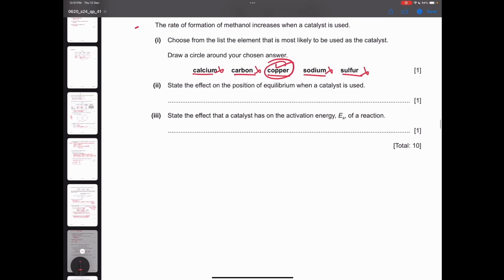State the effect on the position of equilibrium when a catalyst is added. Now, catalyst increases the rate of forward reaction as well as backward reaction, but it does not affect equilibrium. So, no effect. A catalyst does not affect equilibrium. Alright. State the effect that catalyst has on the activation energy. See, catalyst decreases the activation energy. This is true. It does not affect equilibrium. So, you just mention decreases the activation energy. Write it in proper words. I'm just using short forms.